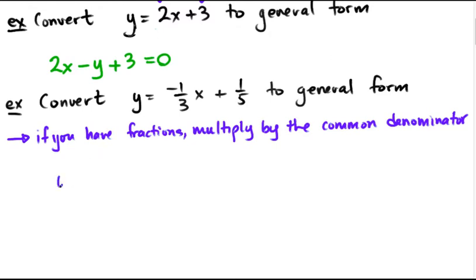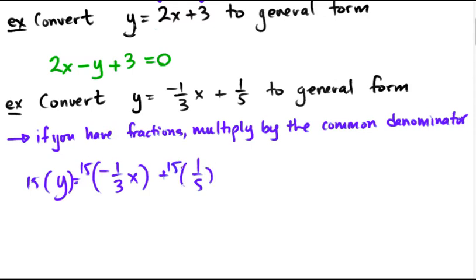So here's my original equation, y equals negative 1/3 x plus 1/5, and I'm going to multiply each thing by 15. So that's going to multiply by 15, so is this one, and so is this last term. 15 times 1y is 15y's. 15 times negative 1 is negative 15, divided by 3 is negative 5x's, and 15 times 1 divided by 5 is plus 3.